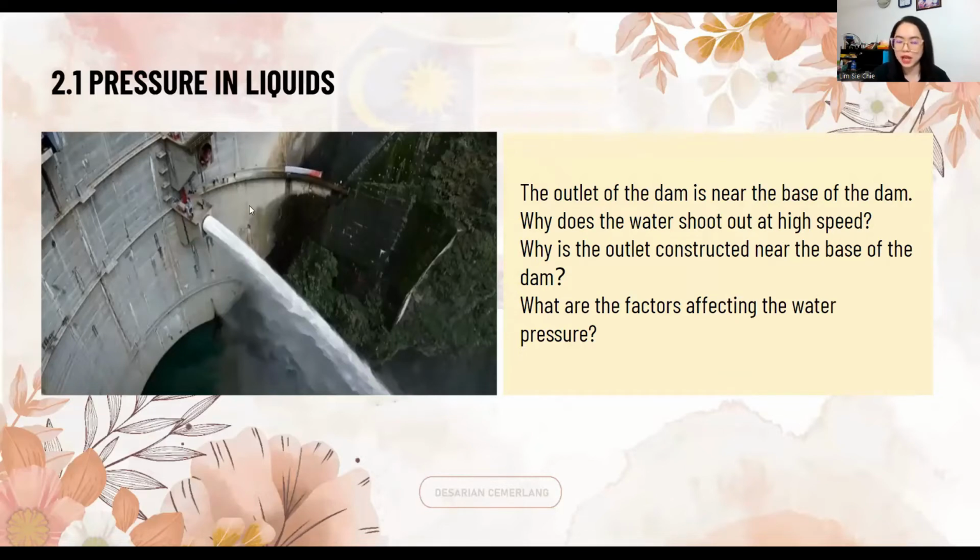First thing, I have to let you know this is the outlet of the dam, and it is near the base of the dam. It means that, let's say this is your dam, and this is at the bottom. So why is it that the water will shoot out at a high speed at the bottom of the dam? Actually, this concept is very logical.